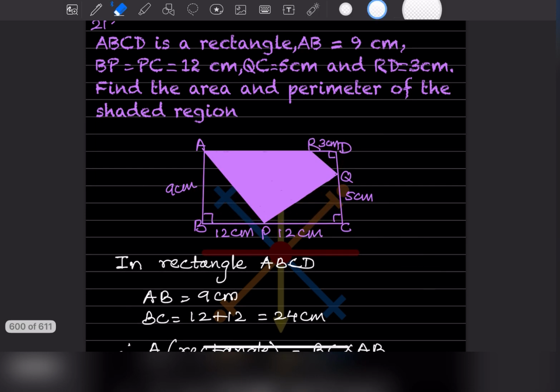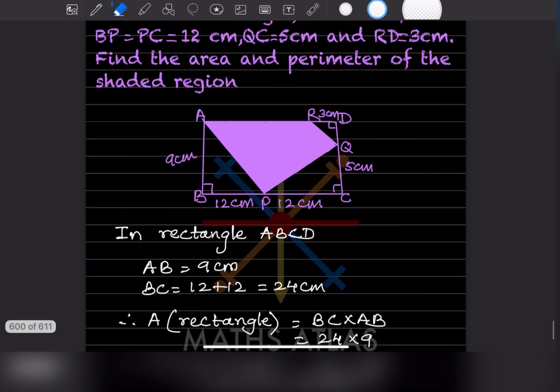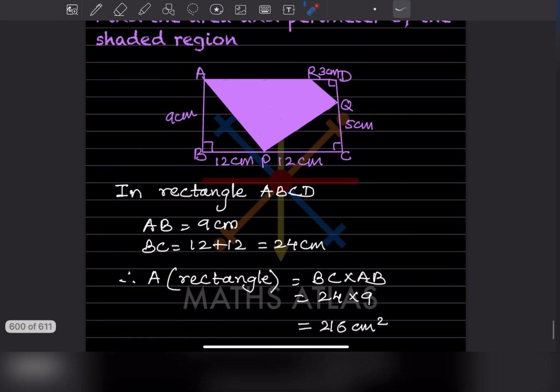So the first thing, we are going to look for the area of the rectangle, that is ABCD. This is the rectangle. AB is given as 9 and BC, if we take this BC, will be 12 plus 12, that is 24. So the area of this rectangle will be BC into AB, that will be 24 into 9.